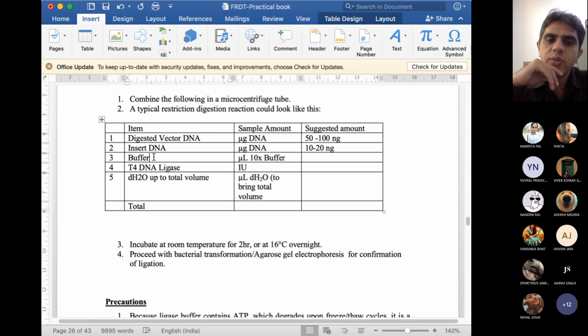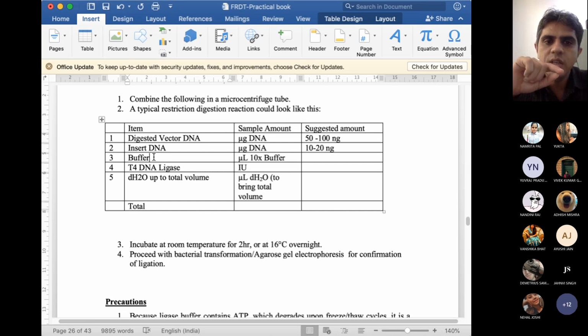Then the next requirement is going to be DNA ligase. So ligase is going to be in international units. International unit means one unit can catalyze 1 microgram of your reaction. So you just need 1 unit of your enzyme, in whatever volume it is there in your solution.